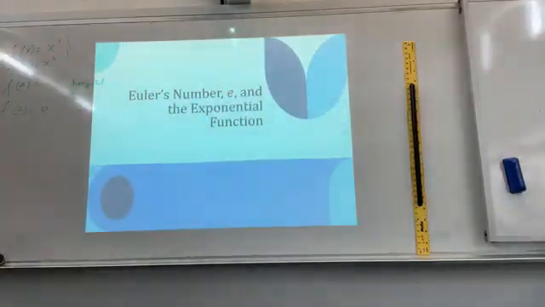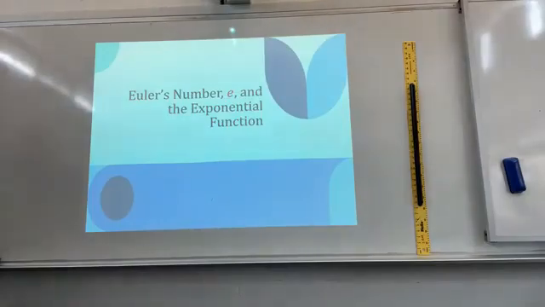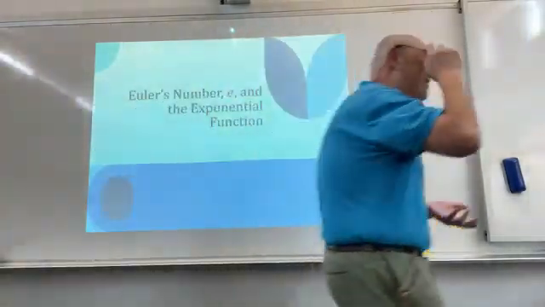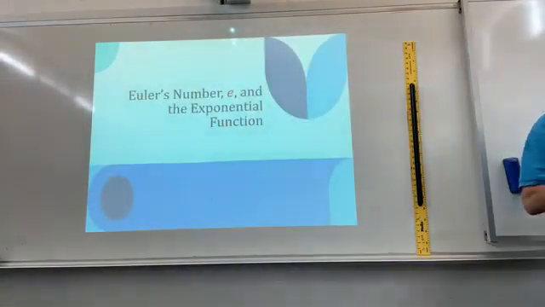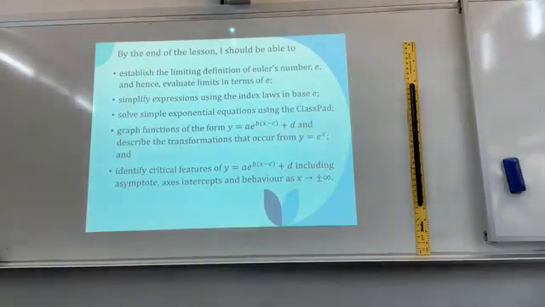I'm sure all of you are really familiar with pi. All right? Euler's number is something like pi. It's just a number. It's an irrational number. So, what you need to learn today is to establish the limiting definition of Euler's number, e, and then evaluate limits in terms of e. You need to be able to simplify expressions using the index laws in base e.